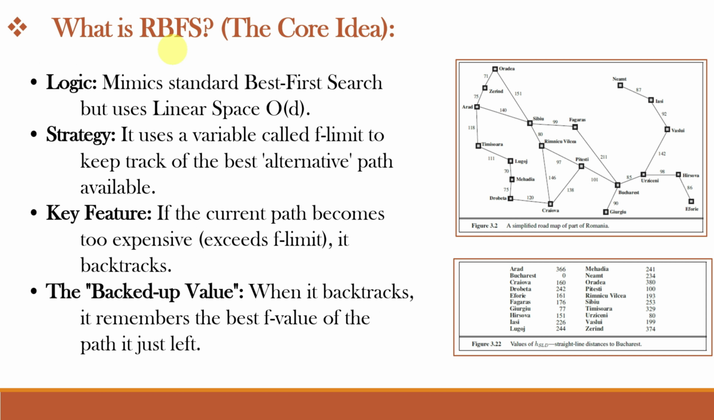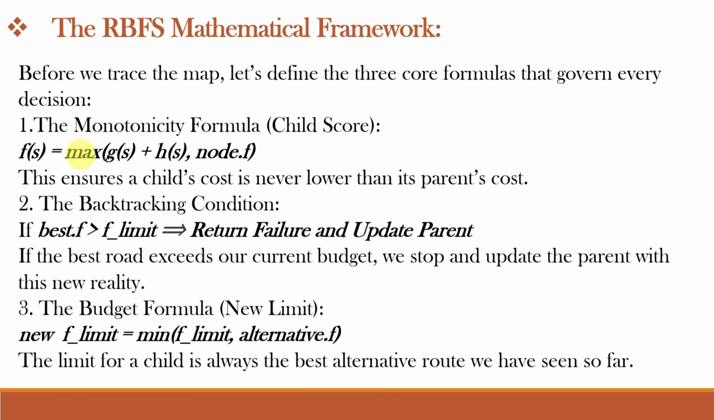So what is RBFS? Basically, it is a recursive algorithm. The main problem with A star was that it stored everything, while RBFS looks only at the current path, but it keeps a note of the second best option it has. This second best option is called the F limit. If its current path becomes too expensive or exceeds the F limit, it will change its mind, go back and try another road. And more importantly, when it backtracks, it remembers the best F value of the path it just left. So these are the important mathematical formulas that RBFS uses.